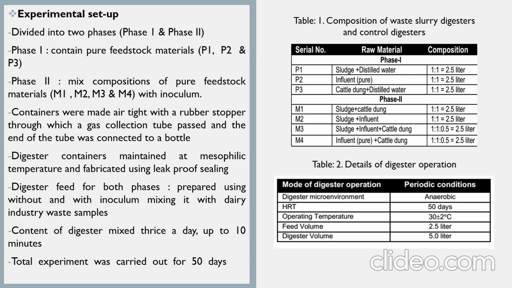M3, and M4. The experiment was carried out with identical digesters of 5 liter capacity each, with a liquid displacement system for biogas collection. The digesters were maintained at mesophilic temperature and fabricated using leak-proof sealing. For both phases, the digester feed was prepared without and with inoculum, mixing it with dairy industry waste samples. The contents of the digesters were mixed thrice a day by stirring manually for up to 10 minutes to maintain intimate contact between the microorganisms and substrates. The experiment was carried out for 50 days.